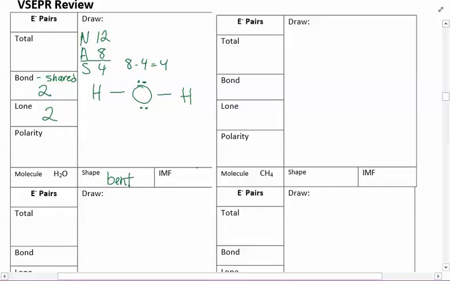For right now, we can ignore this IMF. Don't cross it out, because that's what we're going to talk about next class. We're going to come back and identify these. But this is going to have your bent shape. And your polarity here is going to be polar.